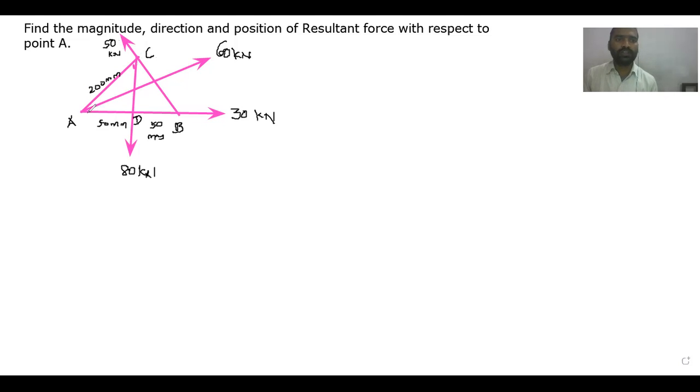I need to find the resultant of these forces about the point A. So what is the first step? First, I need to find the magnitude of the resultant force. Next, I need to find the direction, that is alpha. Next, the position: you have to determine D, and you have to determine X and Y. These all you have to find out.